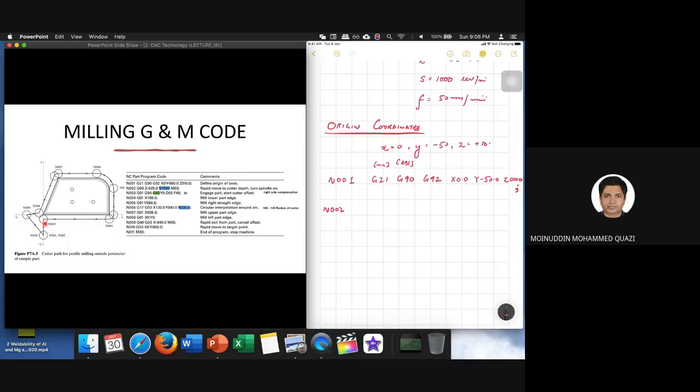So this means point to point movement. You have to move quickly, so for quick movement we have G00. Then where should we move? We have to move in rapid movement to the cutter depth, turn spindle on. Yeah, this is tricky.